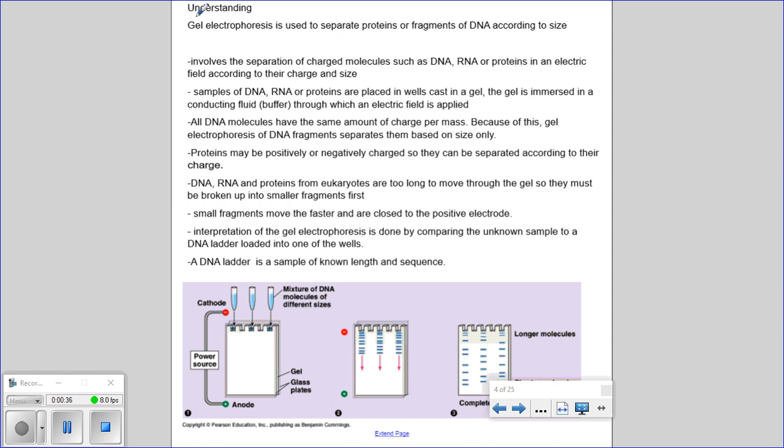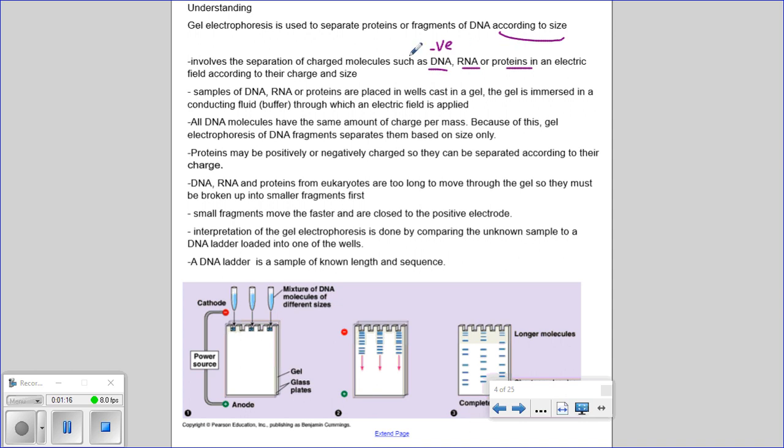So we'll start with the first biotechnology, which is gel electrophoresis. Gel electrophoresis is a process that is used to separate proteins or fragments of DNA according to size. It involves the separation of charged molecules such as DNA, RNA or proteins. And remember, DNA and RNA have an overall negative charge. Proteins will be put in the solution such that they will be given an overall negative charge.